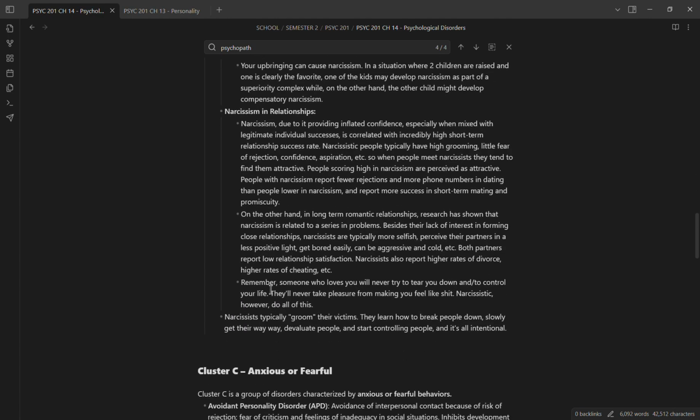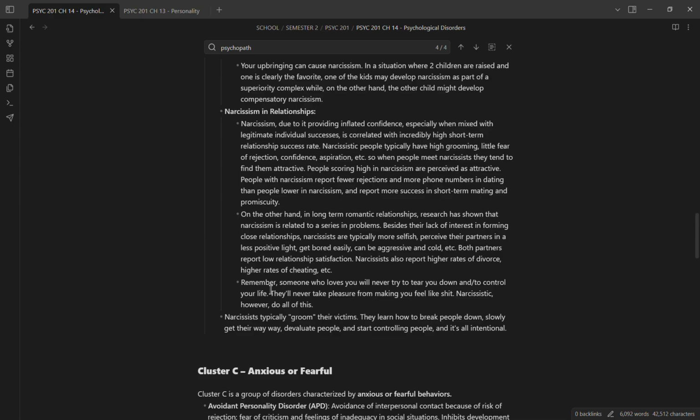Let's look at narcissism in relationships. Narcissism, due to providing inflated confidence, especially when mixed with legitimate individual success, is correlated with incredibly high short-term relationship success rates for men and for women. People with narcissism typically have the traits that women want in relationships. They score high in attractiveness scales and yada, yada, yada. They report more success in short-term mating and promiscuity.